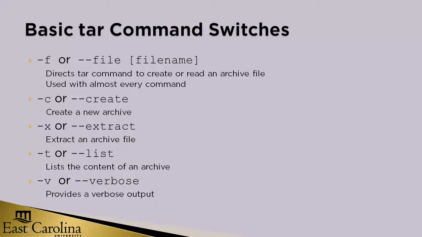After we create the archive, we can view its contents by using the t switch or --list, which lists the file's contents. If we want to extract the contents of the archive, we can use the x command switch, which will extract the archive contents into the directory that it's currently in, unless we specify an alternate location. And lastly, one more basic switch is the v switch, which provides a verbose output. To clear up any confusion, check out this quick demonstration.